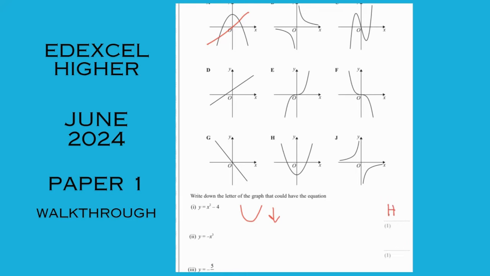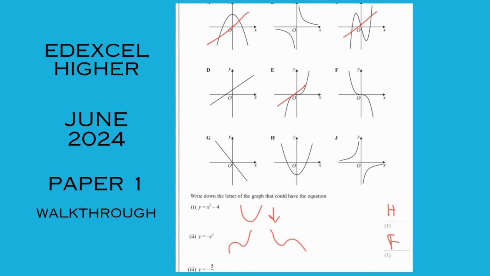Then we've got a negative cubic. Well, a positive cubic is that kind of shape. So a negative cubic is like a downhill roller coaster. So C is positive cube, E is positive cube, F is your negative cube.